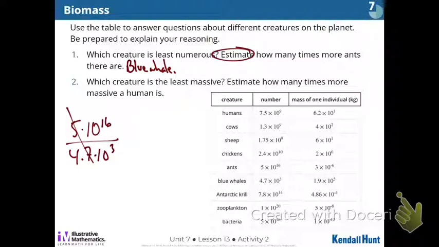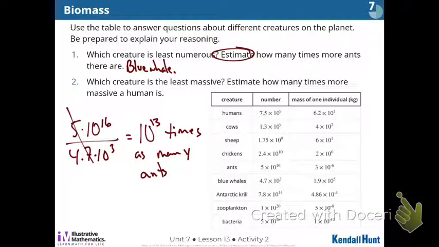So I'm not even going to take that. Anything divided by itself is 1. So now I'm looking at 10 to the 16th divided by 10 to the 3rd. And what does that equal? 10 to the 13th times as many ants. It's a lot of ants. Sometimes the pen doesn't catch. So 10 to the 13th times as many ants as there are blue whales.